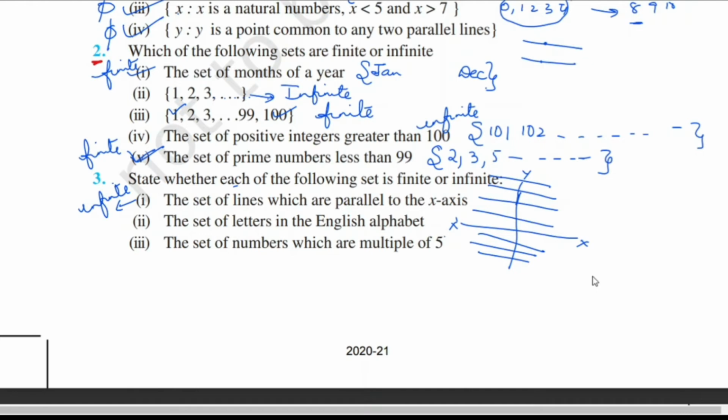Set of letters in the English alphabet. We have 26. So it is finite.